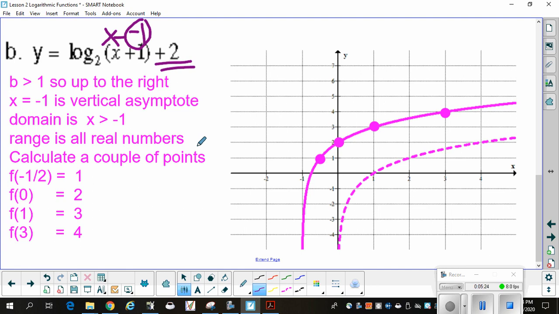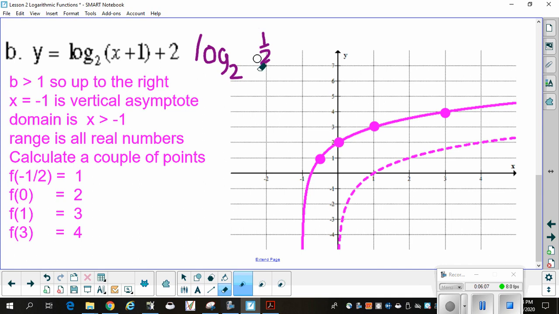Okay, and then I calculate a couple of points. Again, I put in things like 1. 1 plus 1 is 2. The log base 2 of 2, okay, I'm confusing myself. I've got too much stuff here. Let's do this. Okay, -1/2. If I subtract a half, then I wind up here with log base 2 of 1/2. The log of 1/2 is -1, plus 2 is 1.